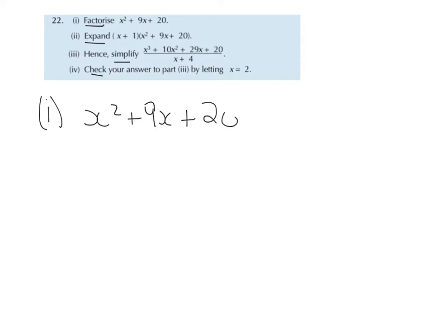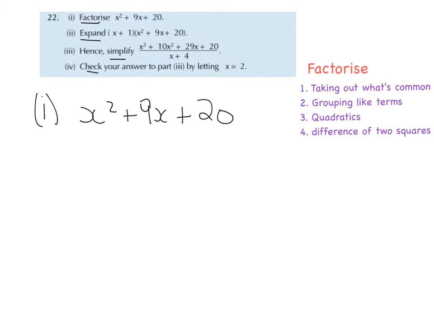And whenever you see the word factorise, I need you to visualise the 4 different ways we can factorise. Okay, so I've written them here for you. The word factorise implies you must apply one of these methods. The first is taking out what's common. The second, grouping the terms. The third, quadratics. And the fourth is difference of 2 squares.